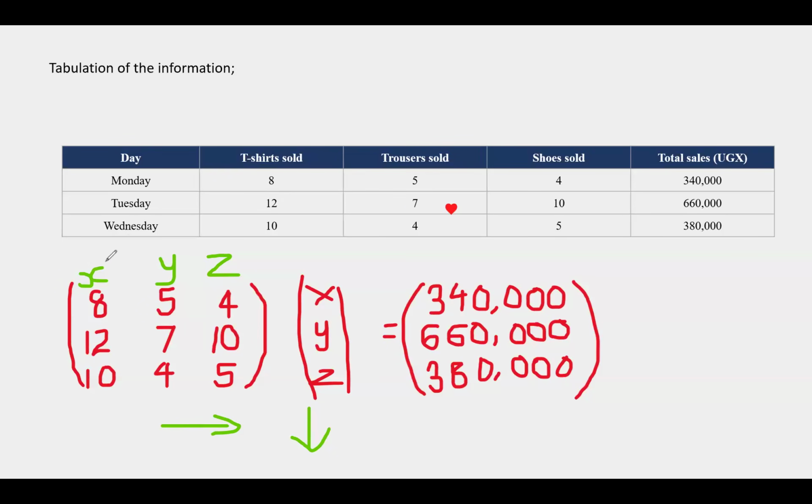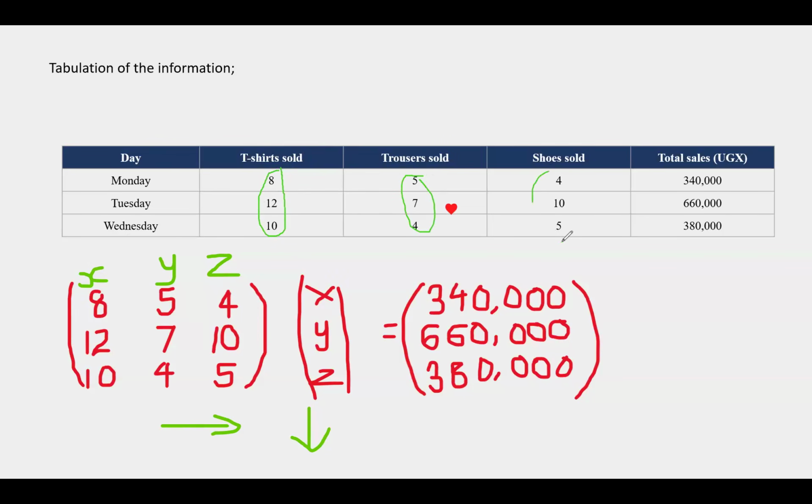We have here the X. Remember, defining our variables, we had X as t-shirts, Y as the trousers, and Z as the shoes. The values for X are here: 8, 12, and 10. So they fall under this particular part of the matrix. 5, 7, and 4, that's why they fall under this particular part of the matrix.